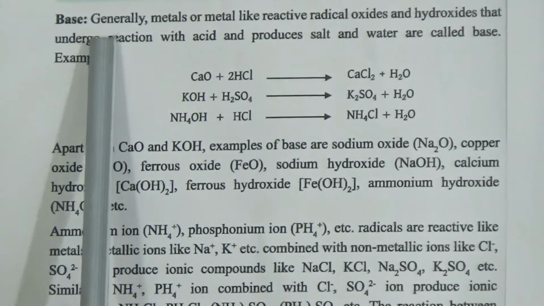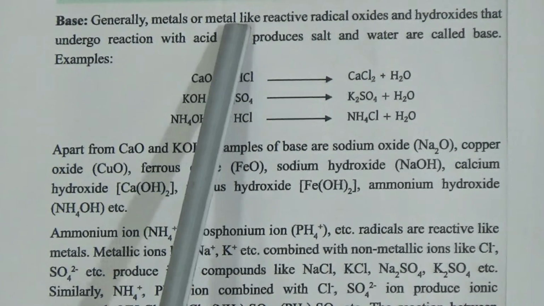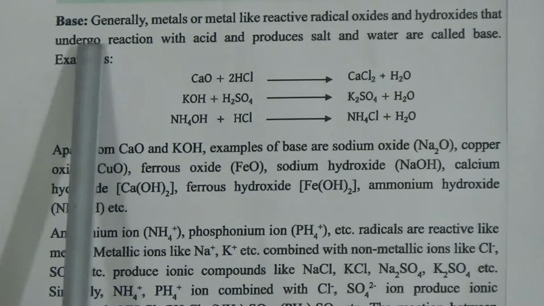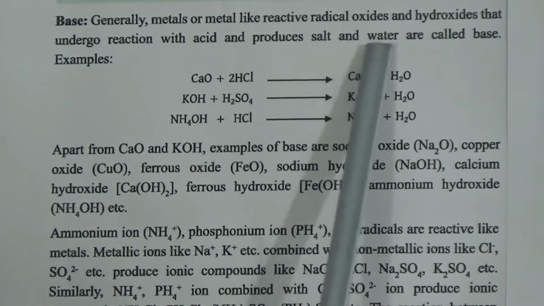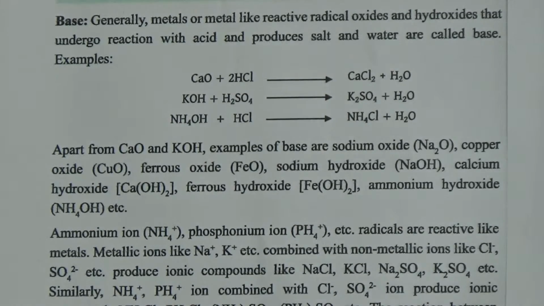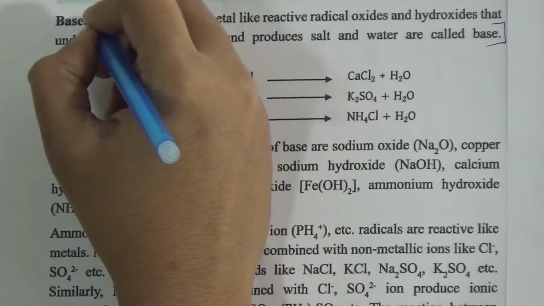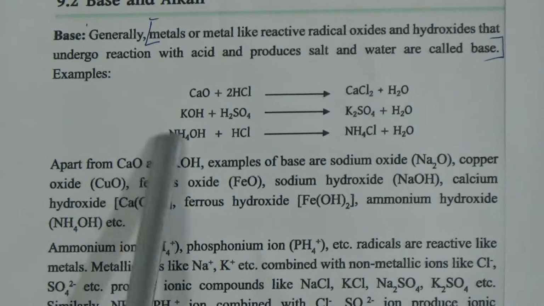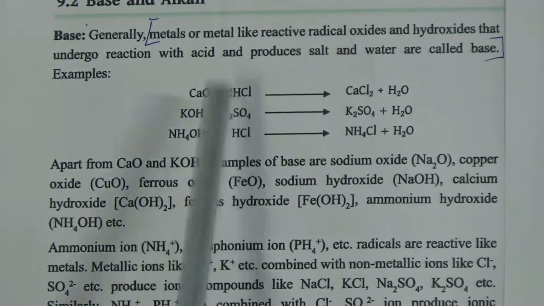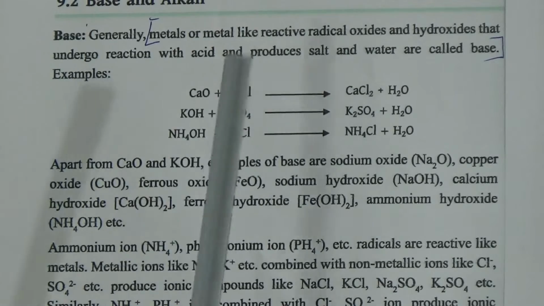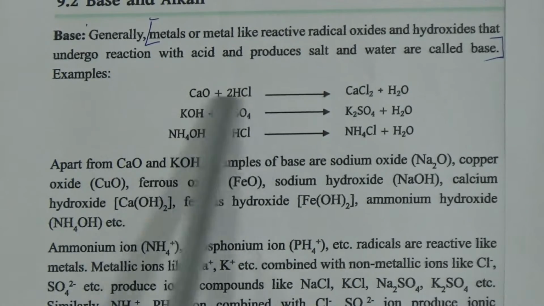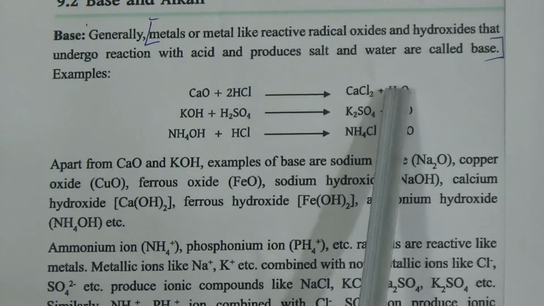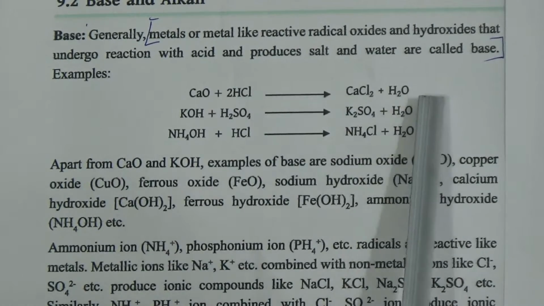Now come to the definition of base. Metals or metal-like reactive radicals, oxides and hydroxides that undergo reaction with acid and produce salt and water are called base. This is the definition of base, and there are some examples, like calcium oxide plus hydrochloric acid. Calcium oxide is a base, it is a metallic oxide. When it reacts with acid, it produces salt, calcium chloride, and water, and this is a neutralizing reaction.